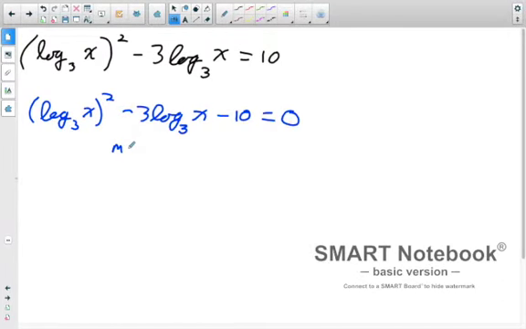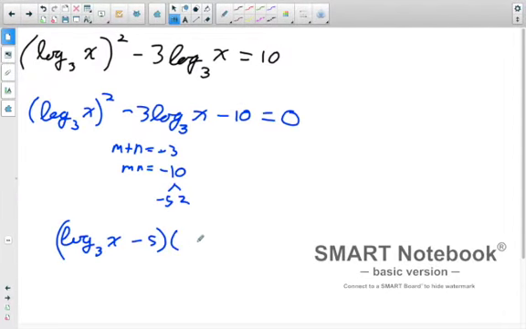Now, two numbers that add to give me negative 3 but multiply to give me negative 10 are negative 5 and positive 2, which means that this expression simplifies down to log base 3 of x minus 5 times log base 3 of x plus 2.